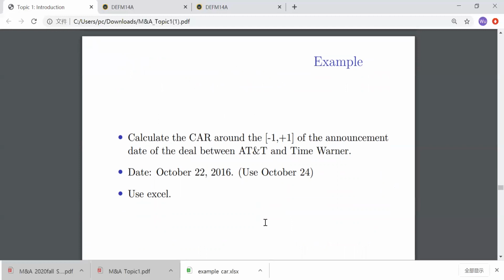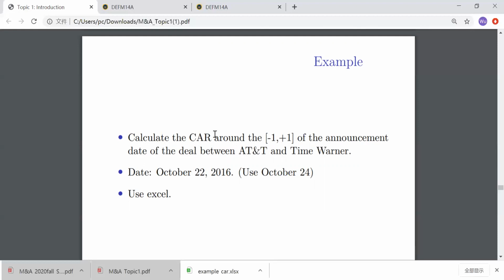Now I'm going to show you how to do this regression analysis, or how to calculate the cumulative abnormal return for one deal. Later you will be asked to do it yourself, but I will show you how to do it now. Basically, all you need is Excel. As long as you have Excel, you can easily calculate the market reaction to the deal.